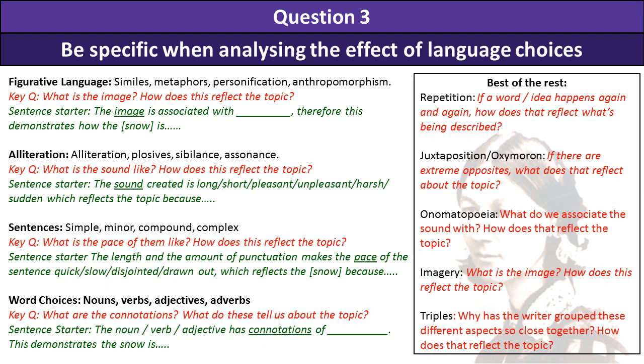Now you've seen this in my previous videos for paper 1. This is a grid that my students use that shapes their analysis. It's so important that your language analysis is tight, it is clear, it's not rambly and waffly and vague. If you're going to talk about figurative language, you've got to talk about the image. If you're going to talk about alliteration, you need to talk about the sounds. If you're going to talk about sentences, you need to talk about the pace of them. And if you're going to do words, you need to do the connotations. You can get a very high mark and do very well simply with those 4 banks of techniques.